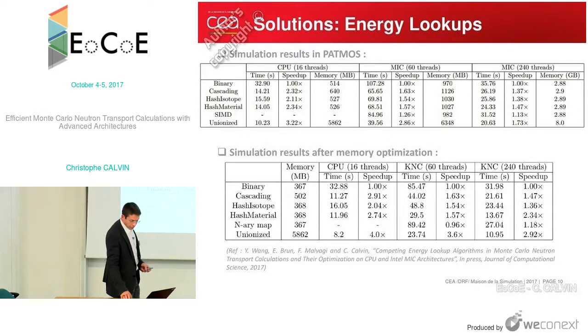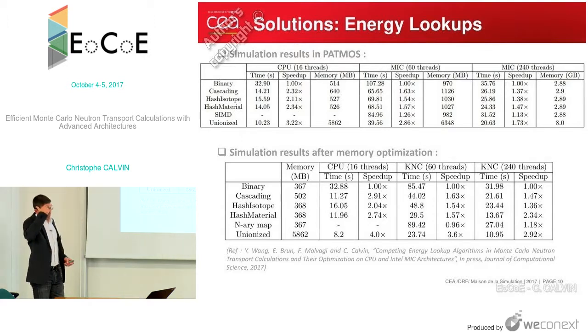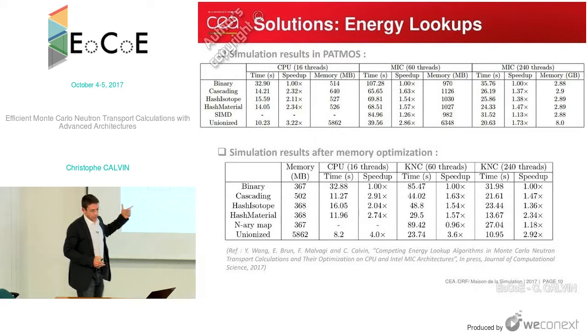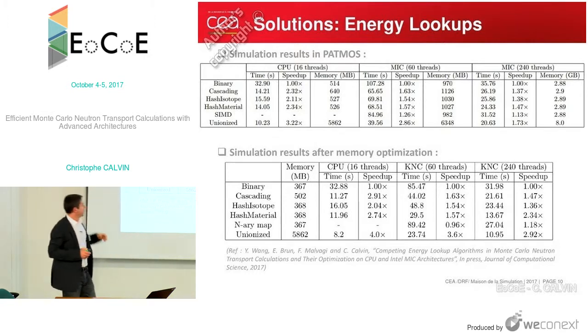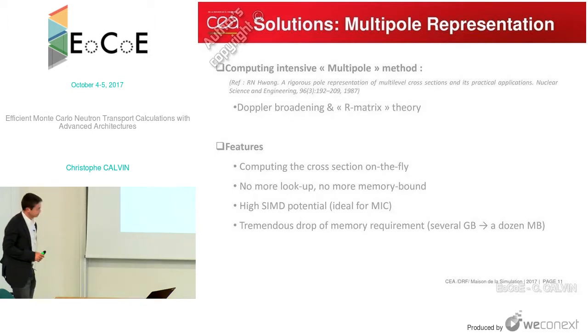So this is the first step of the work, and now we try to think differently and to say, okay. We test many different kinds of algorithms, and we see that we can make some optimization, but we still have a large amount of memory to store, and we cannot have some great acceleration. So the idea is to think differently and to propose a new way to deal with this cross section.